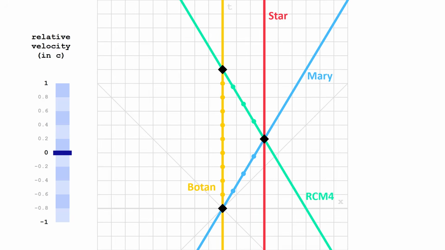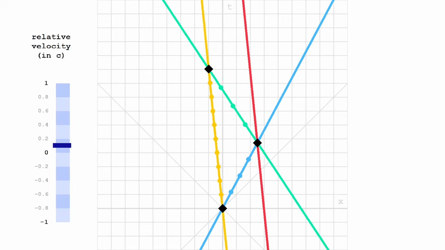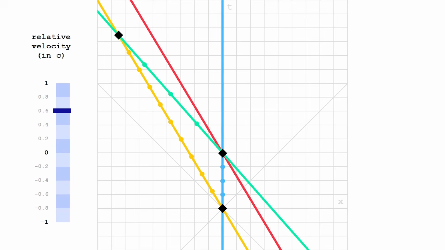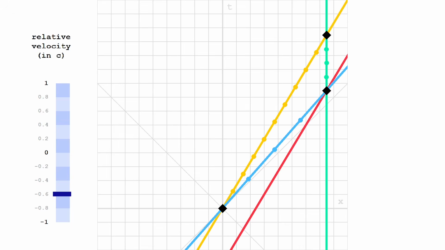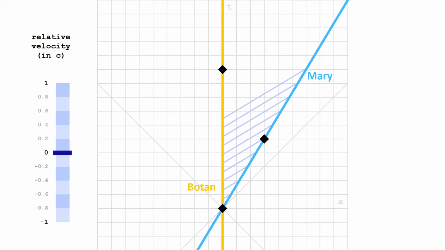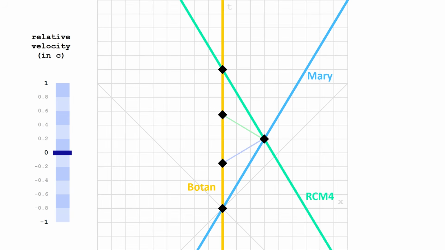As for the inertial version of the paradox, everything still works out, and we get the exact same graphs that we calculated manually in the last episode. And the simultaneity lines again help explain why Mary and RCM4 see Botan at different ages when they themselves are in the same point in spacetime. And the transfer of consciousness just goes from one set of simultaneity lines to the other.